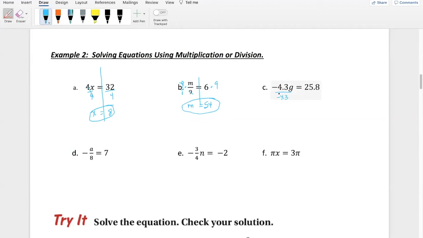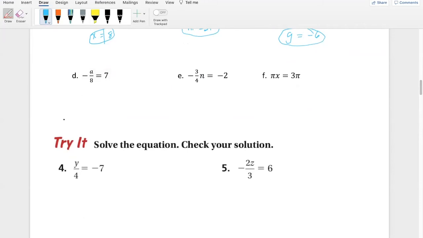So in this case, I do want to divide by the negative, and I want to divide by the exact same thing on the other side, by negative 4.3. So again, these cancel to 1. 1g is the same as g, and if we divide this out, that would give us a negative 6. And you can always double check too. Negative 4.3 times negative 6. A negative times a negative does turn positive, and we would get 25.8.